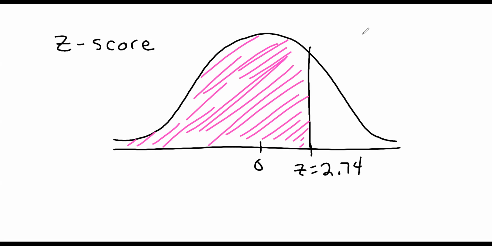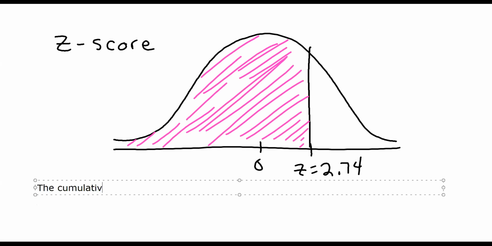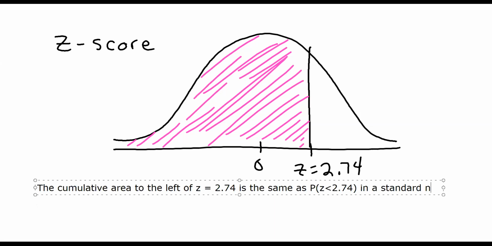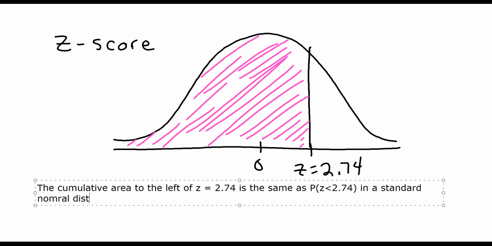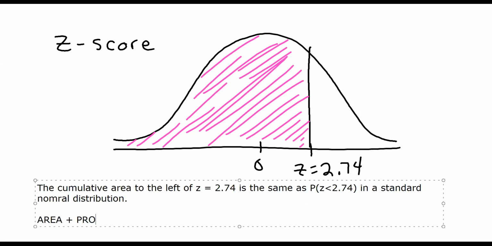Now, the important thing about the area here, and this is worth typing, is that the cumulative area to the left of Z equals 2.74 is the same as the probability that Z is less than 2.74 in a standard normal distribution. In other words, area equals probability. That's supposed to be an equal sign. I didn't let go of the shift key.